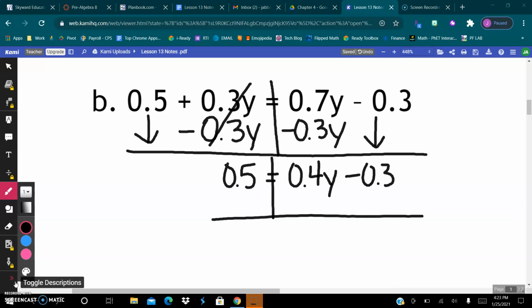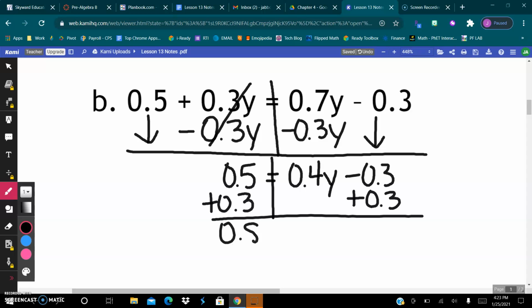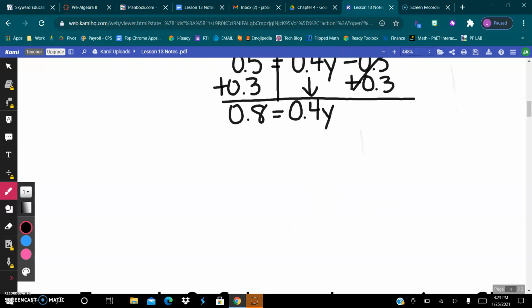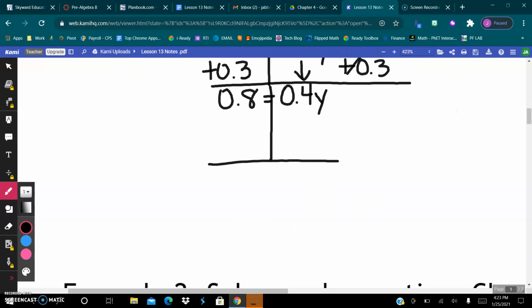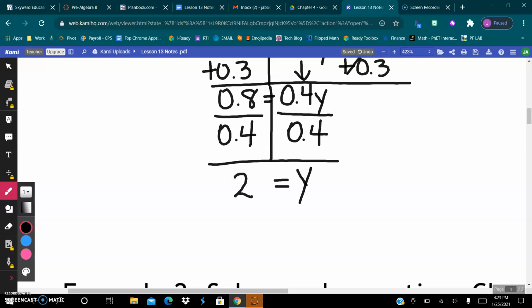Now, on the side where the y is, we have to get rid of the number that's not touching the y right now. So that's that minus 0.3. So we're going to add 0.3 to both sides. So we have 0.8 over here, and we bring down this 0.4y, and this would cancel out over here. And we have one more step. We have to get rid of that 0.4. It's being multiplied, so we're going to have to divide by 0.4 on both sides. And 0.8 divided by 0.4 would be 2.